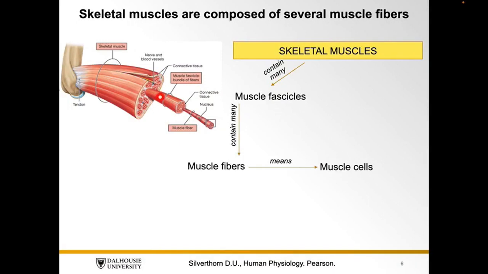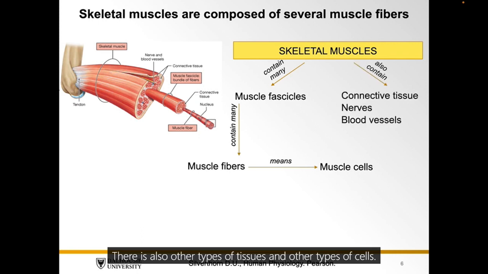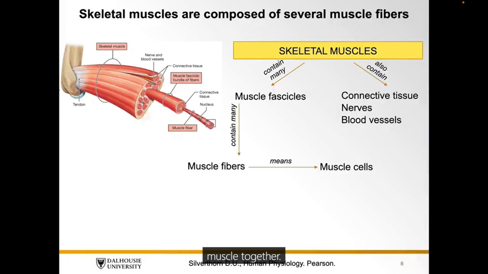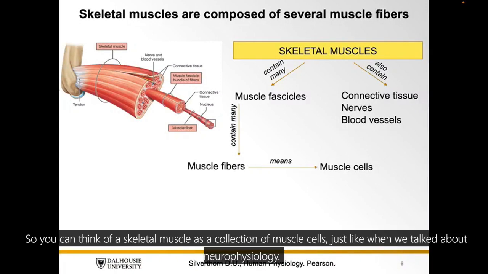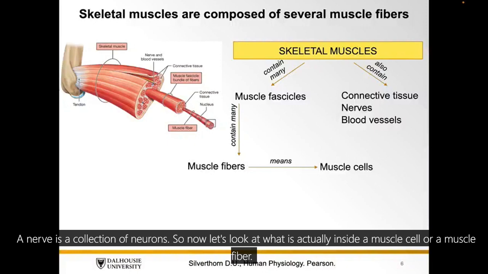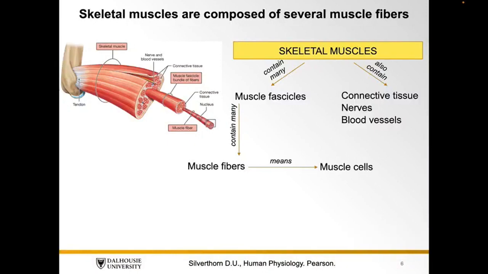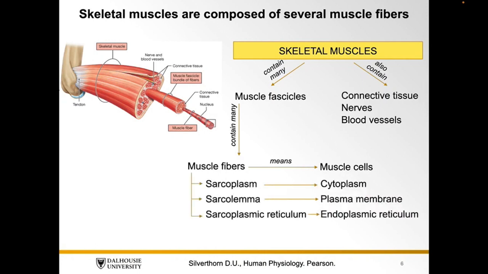Now, within the skeletal muscle, there's not only muscle cells. There's also other types of tissues and other types of cells. So there will be connective tissues that will hold these fascicles and hold these muscles together. And there are obviously nerves and blood vessels, which you can see here in blue and in red. So you can think of a skeletal muscle as a collection of muscle cells, just like when we talked about neural physiology, a nerve is a collection of neurons. So now let's look at what is actually inside a muscle cell or a muscle fiber.